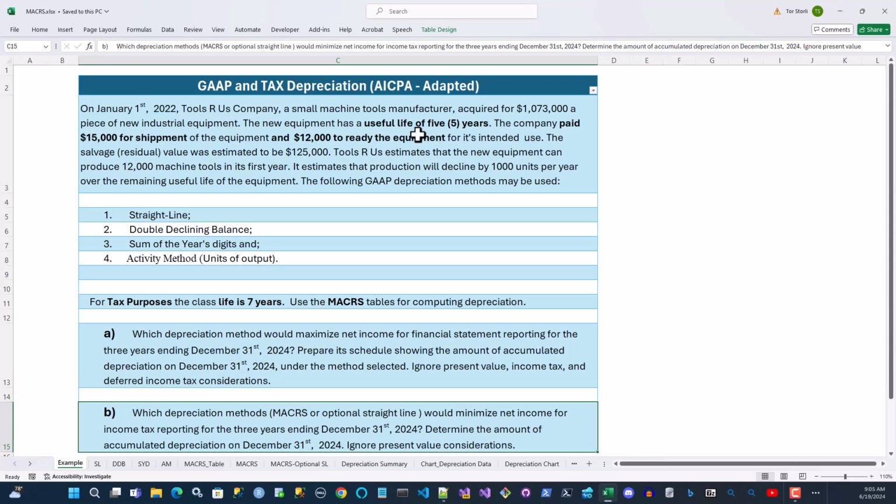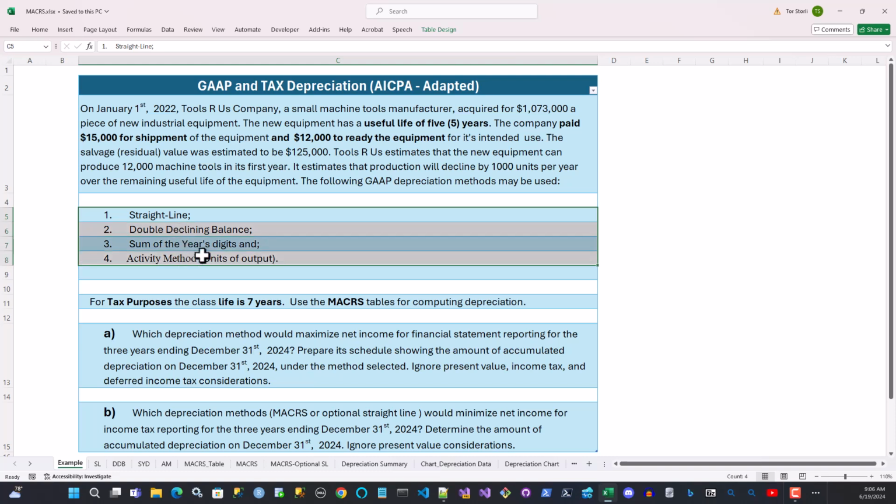Now, for tax purposes, you'll have to pay a capital gains tax if you earn money by selling it. For purposes of GAAP, you don't. You just use this for the purpose of figuring out your depreciable basis. We also think that if you base this not on time but on usage, this new equipment can produce 12,000 machine tools in the first year, and then it declines by 1,000 per year after that. So 12,000 the first year, 11,000 the second year, 10,000 the third year, and so on.